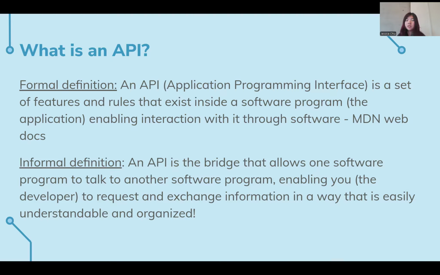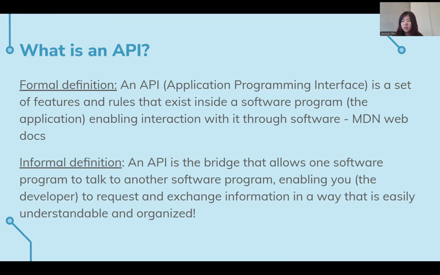So the formal definition is a set of features and rules that exist inside a software program, enabling interaction with it through software. The informal definition is: an API is the bridge that allows one software program to talk to another software program, enabling you to request and exchange information in a way that is easily understandable and organized.